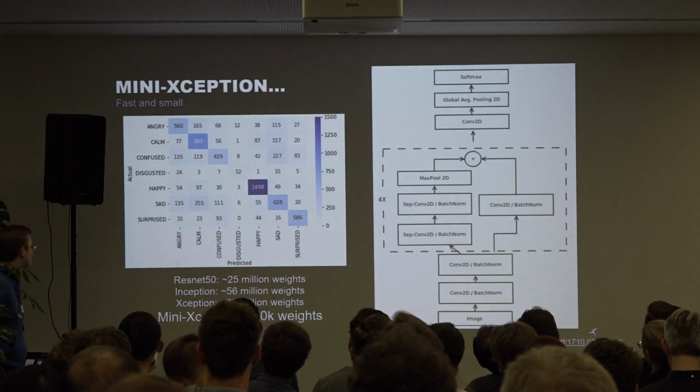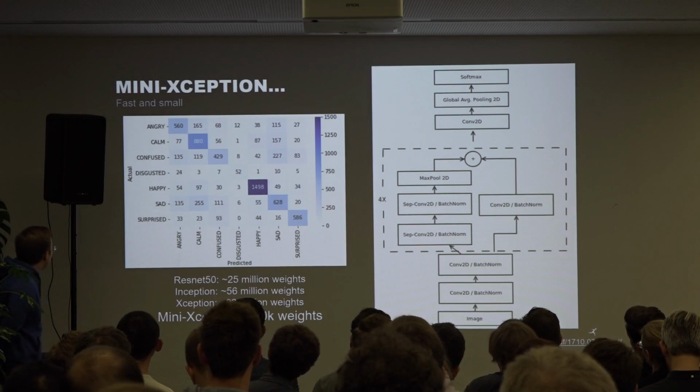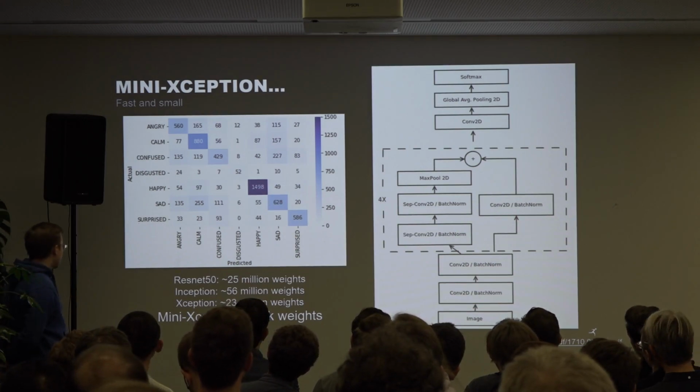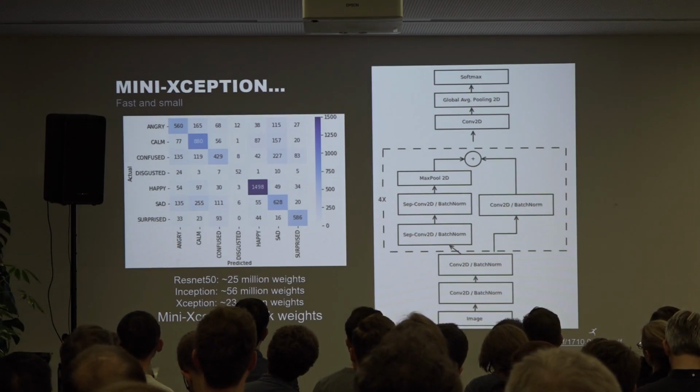As you can see on the confusion matrix, on the FER+ dataset, it's really good at finding calm and happy emotions. That's exactly what we need.